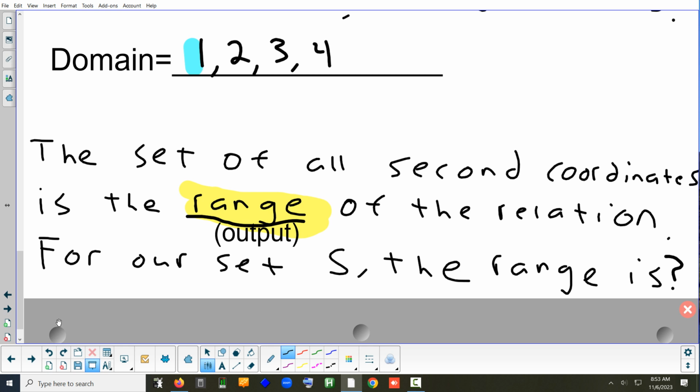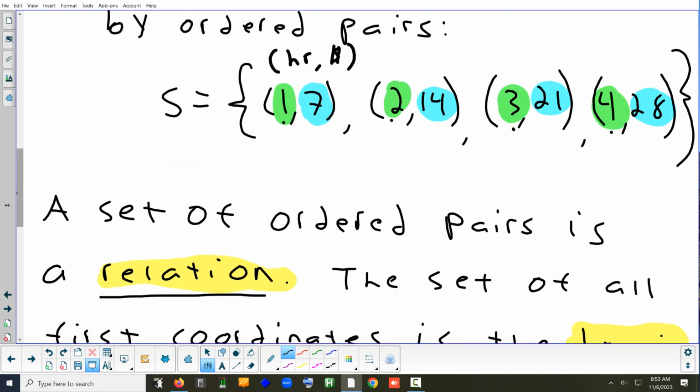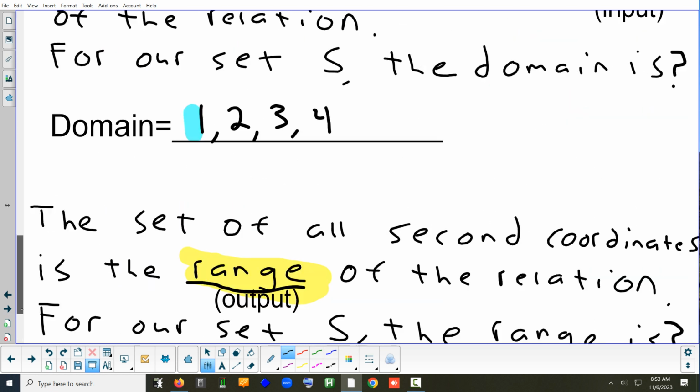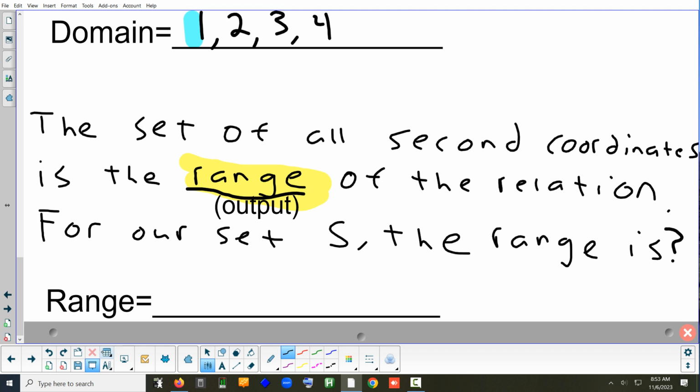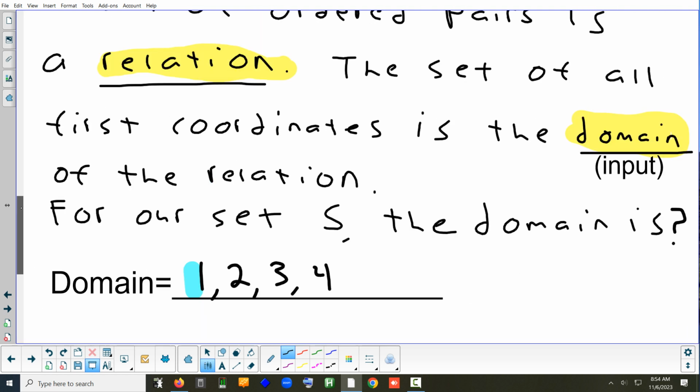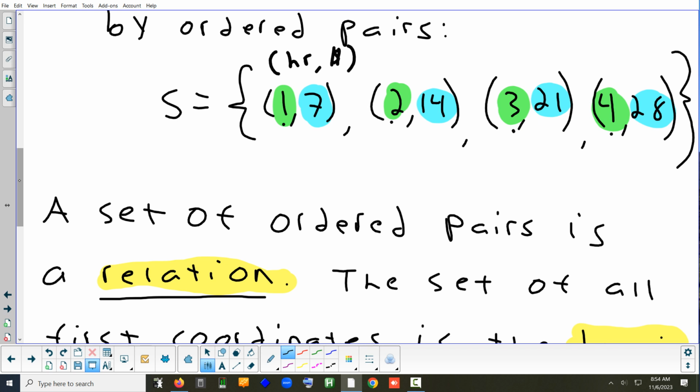So for our set, can anybody tell me what the range is? Right, and again, it doesn't have to be in order. It's nice if you put it in order, but you wouldn't get it wrong if you did. So the range, 7, 14, 21, 28. Any question on that? So now if I asked you, is 10 in the range? No. 10 is not a number that was listed as one of the second coordinates, so no.